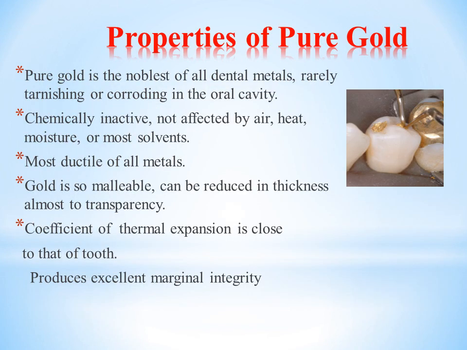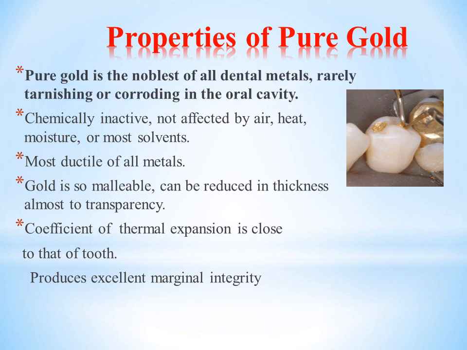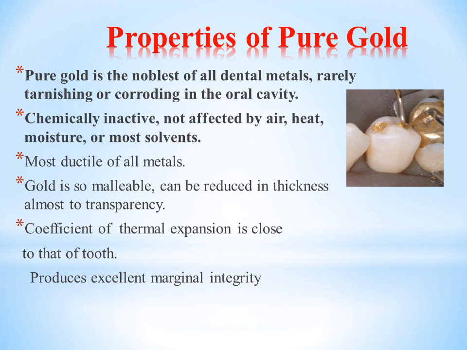Look at the properties of pure gold. Pure gold is the noblest of all the dental metals, and rarely shows any kind of tarnishing or corrosion in the oral cavity. It is chemically inert or inactive and so not affected by air, heat, moisture or most of the solvents. It is most ductile and malleable of all the metals.